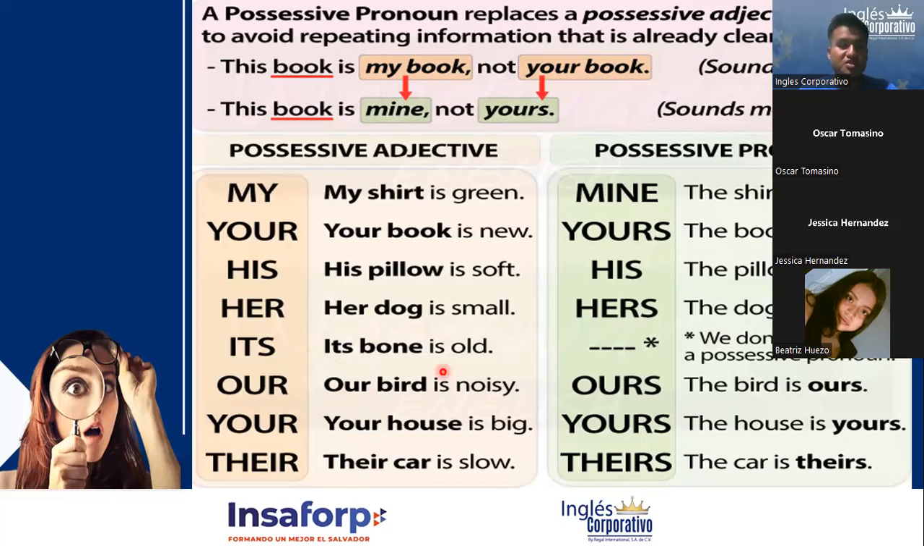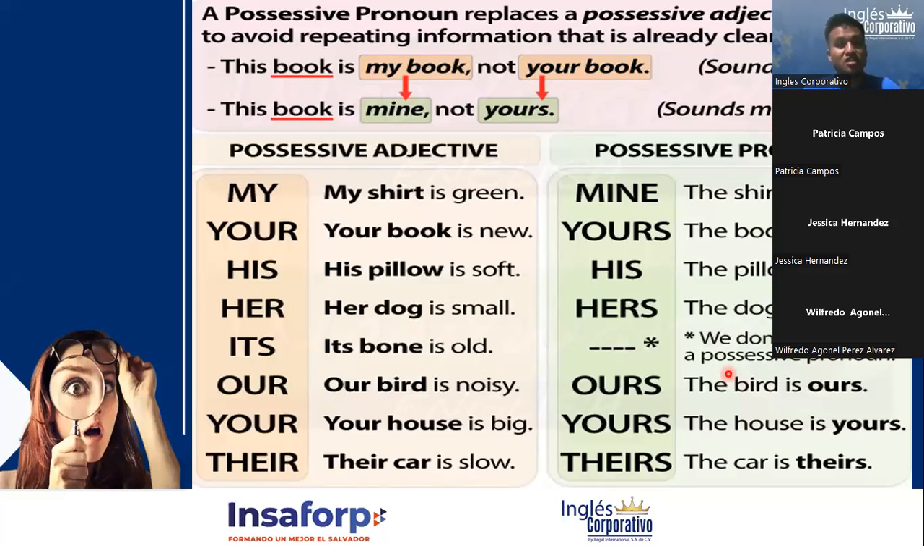Okay, so that's... Teacher. Yes. Why we don't use it as a possessive pronoun? Oh, why don't we use it here? Because in this case, for example, most of the time, la mayoría de veces se va a utilizar as possessive pronoun, no podemos decir que es suyo de eso. So, or suyo de un animal.